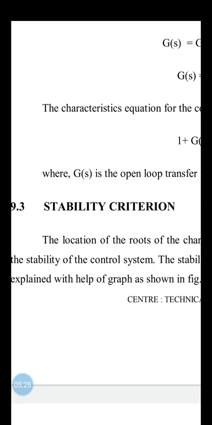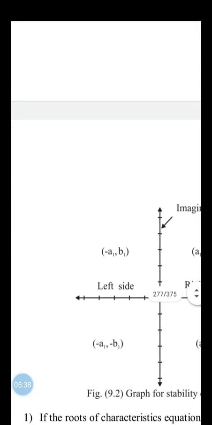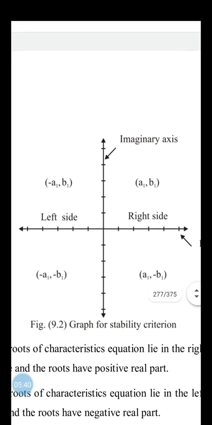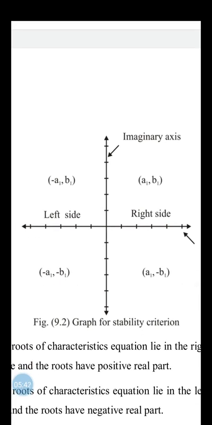The location of the roots of the characteristic equation on the plane determines the stability of the control system. This is a graph. The location of roots on this graph or plane determines the stability of the control system.